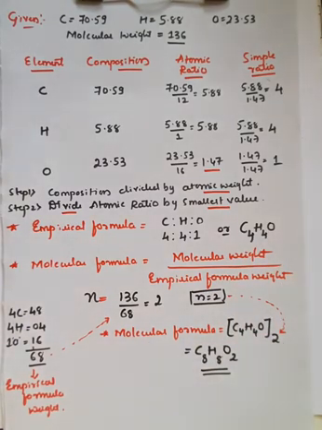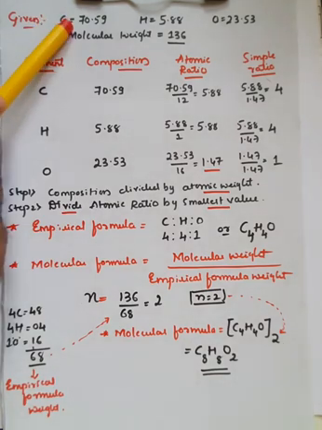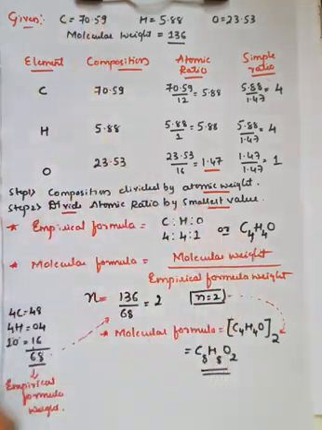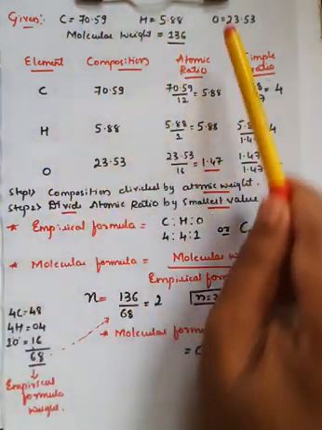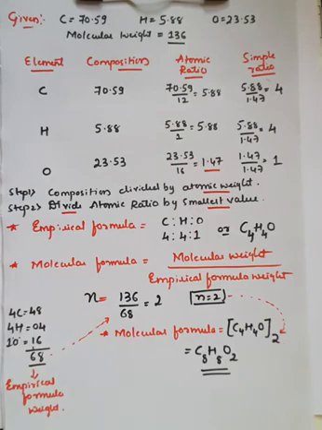So this is the calculation which can be asked for 5 marks. Once again I will explain here. The weight of carbon is given as 70.59, hydrogen 5.88, oxygen 23.53, and they have also given the overall molecular weight, which is 136.